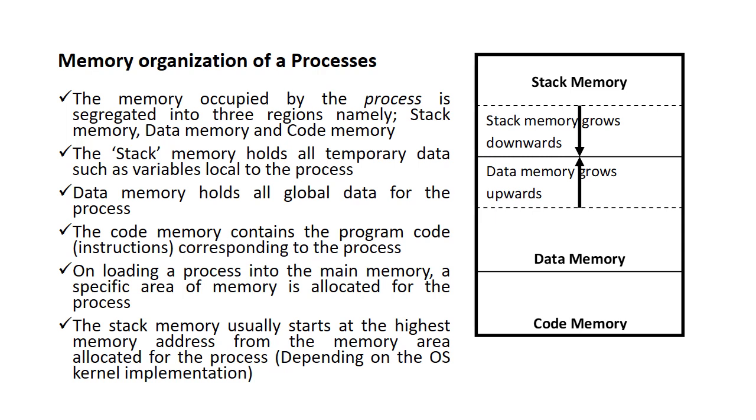When a process is loaded into main memory, a specific area of memory is allocated for the process. Process, as you know, means a program which is currently under execution. The stack memory usually starts at the highest memory address from the memory area allocated for the process, depending upon the OS kernel implementation. Stack memory is always the top part of the memory because it grows downwards: the stack pointer is decremented each time, and the data is stored in the decremented location. So the stack memory grows downwards, whereas data memory and code memory grow upwards. That is what is shown in the figure.